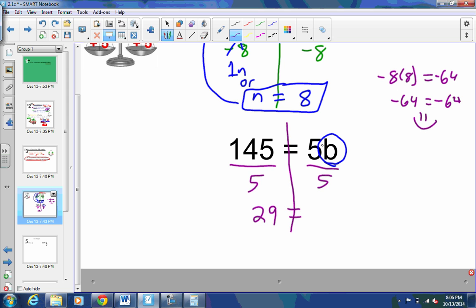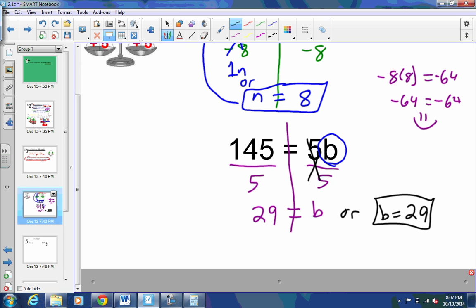So 5b divided by 5, those 5 over 5 cancel out again. So you end up getting just b, because it makes 1b. Okay, so 29 equals b, or you could say b equals 29. And since b is by itself on one side, it's isolated, and it is solved for. We are done. Big smiley face.